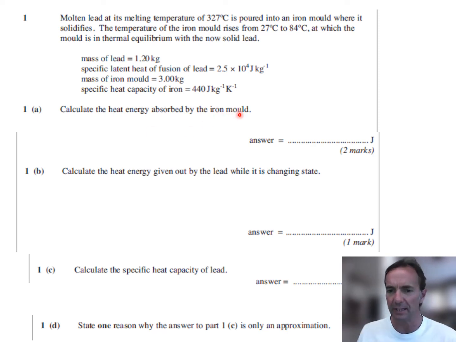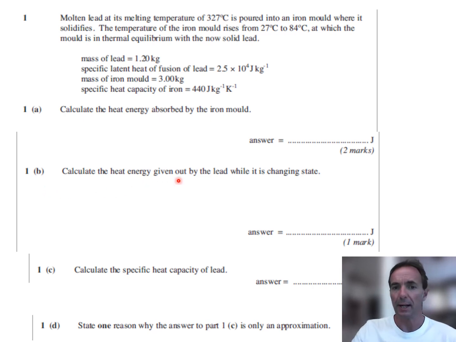Fine, specific heat capacity. So in which case we use this one here. ΔQ equals mcΔθ. So get your mass. There's the mass of your iron mold. There's your specific heat capacity. You know the temperature difference, which is the difference between these two. So you should be getting the heat energy.